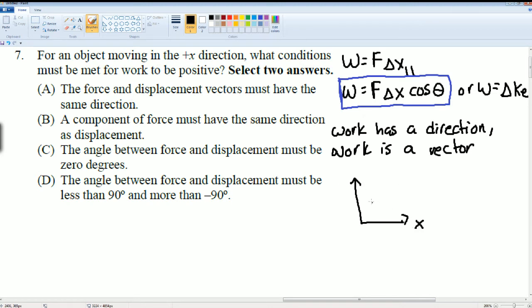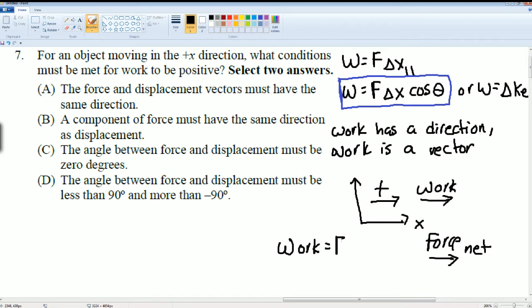Anything this way is going to be positive, and we want the work to be positive. So we want work to go that way. For work to go that way, the force also has to be that way. What do I mean by force? I am talking about net force. Net force has to be in the same direction as work. So this F is actually F net, times delta x cosine theta.